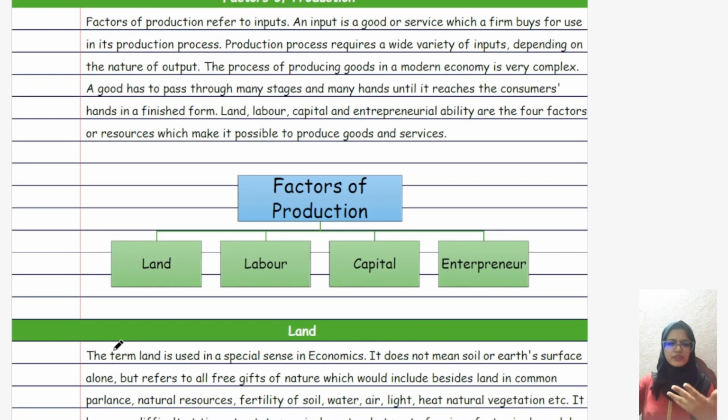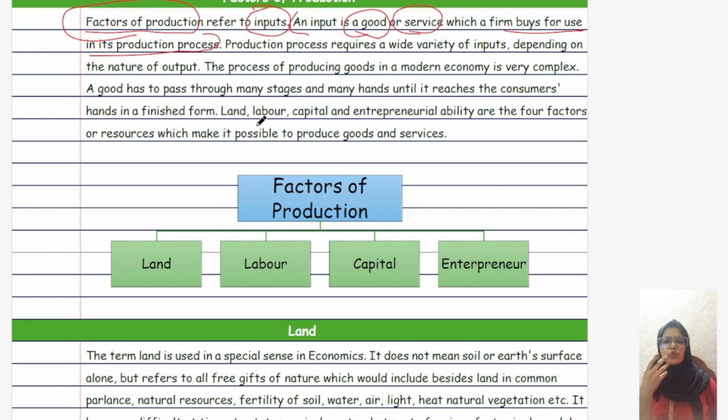These factors of production is actually a very easy concept. What is factors of production? What does that mean? Factors of production are nothing but inputs. What does input mean? An input is a good or a service which a firm buys for use in its production process. So they are saying that factors of production are just inputs.